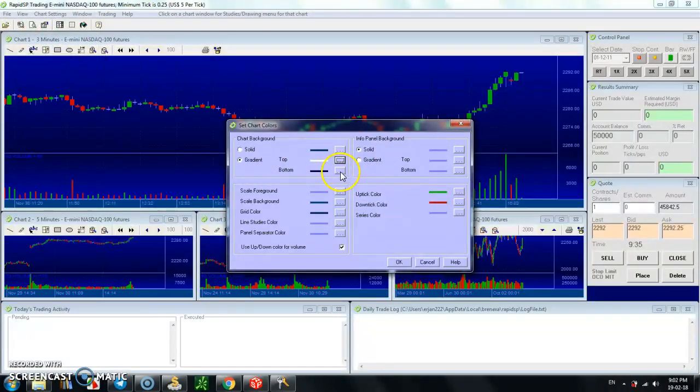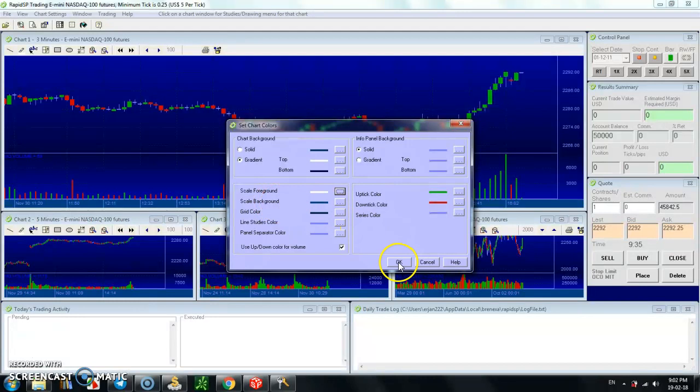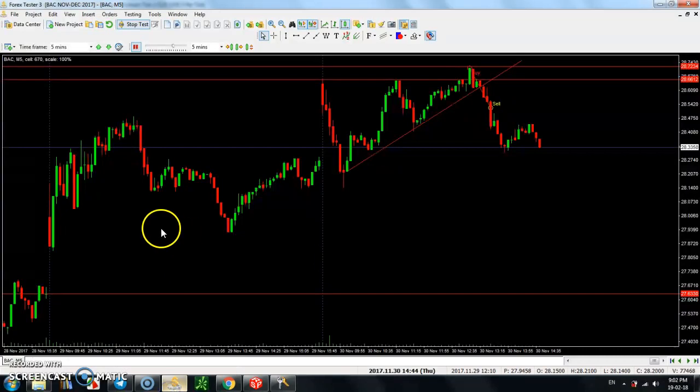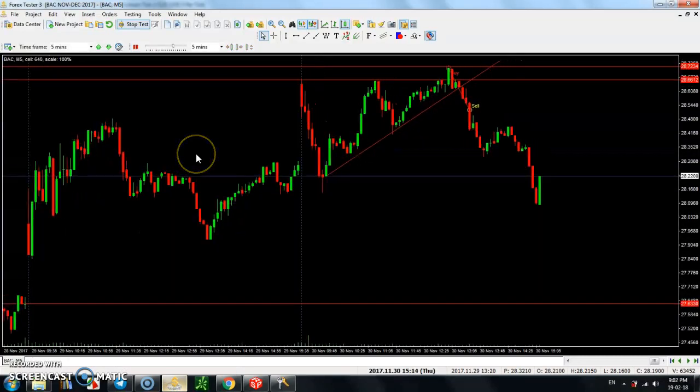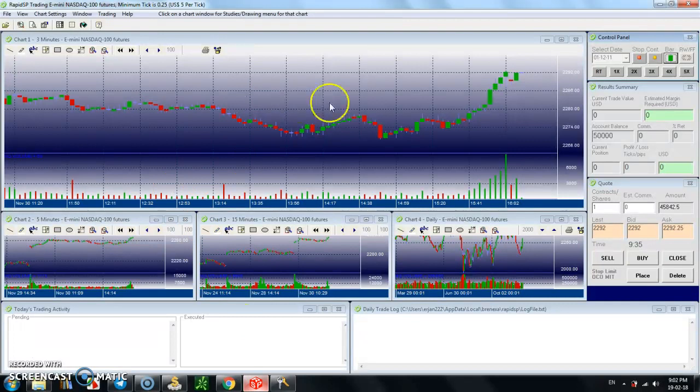So this thing is called Rapid SP. It costs $99. Contrary to this one, the other possible solution is Forex Tester 3, which is only gonna cost you $78. Again, I'm making this video so that other people will not be wasting too much time looking for a good solution to mimic their trades.